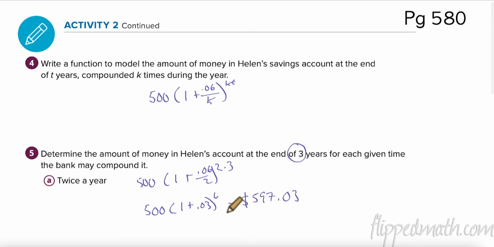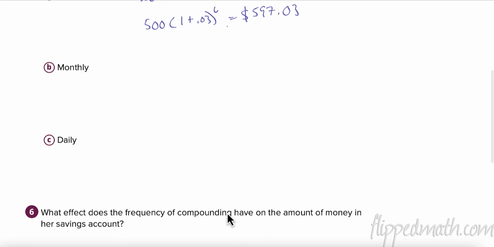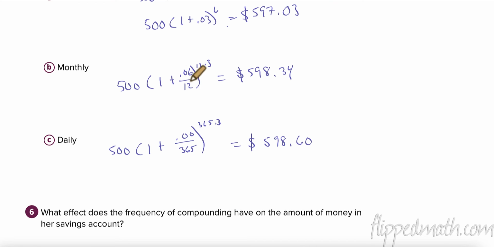All right, so I want you to do B, C, and take a look and see what you get for number 6. All right, so I'd put in 0.06 monthly, there's 12 months. Don't forget 12 up here. So I know that I'm dividing my interest rate by 12, which is making it smaller, but I'm also going to compound it 36 times, and it got $598.34. Same amount down here, I'm dividing it by 365, but I'm also multiplying it by much more, or I have an exponent much higher, and I get 598.60.